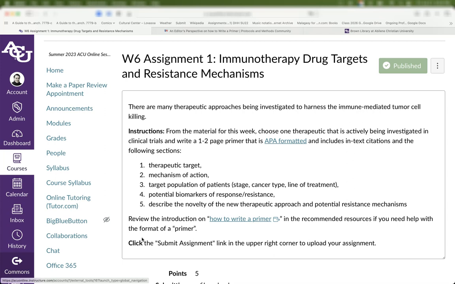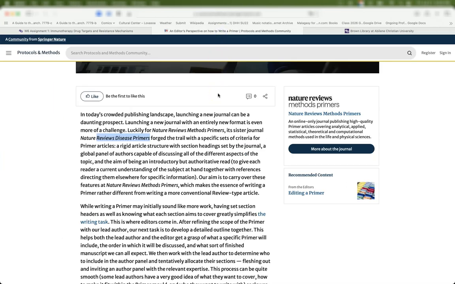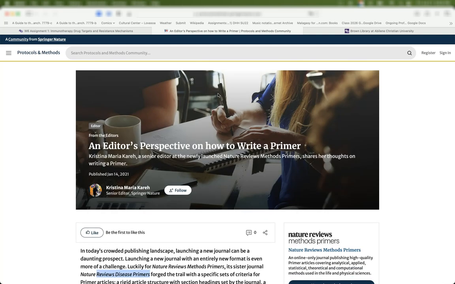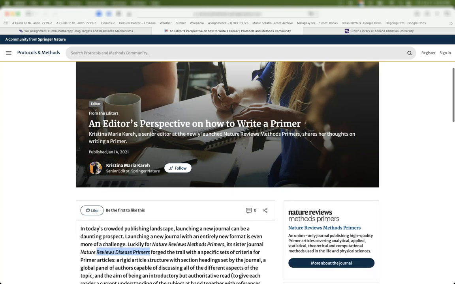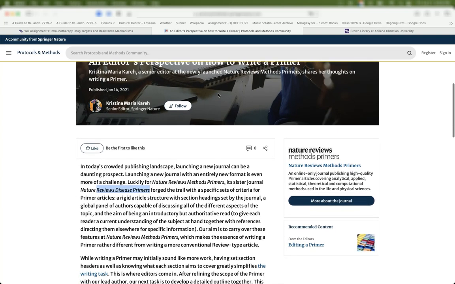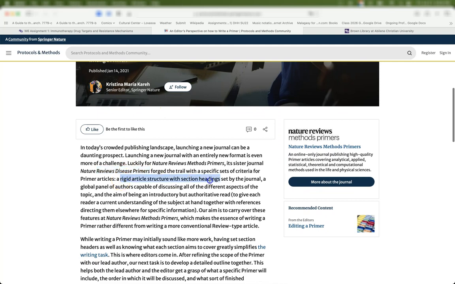And there's also the recommendation to look at this resource here, an editor's perspective on how to write a primer, which is written by the editor of a journal that happens to be focused on primers. And you'll see that this has a number of notes about the importance of section headings set by the journal. When it says a rigid article structure with section headings set by the journal, that means they will not accept your article if it doesn't follow that exact structure.